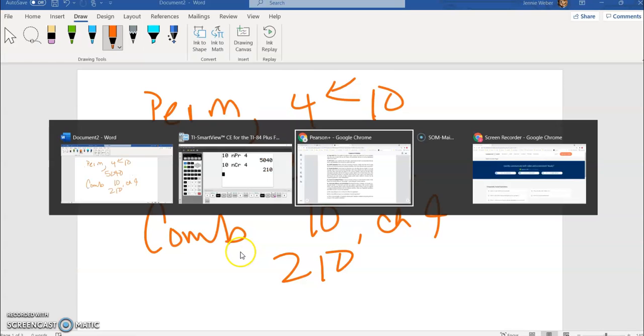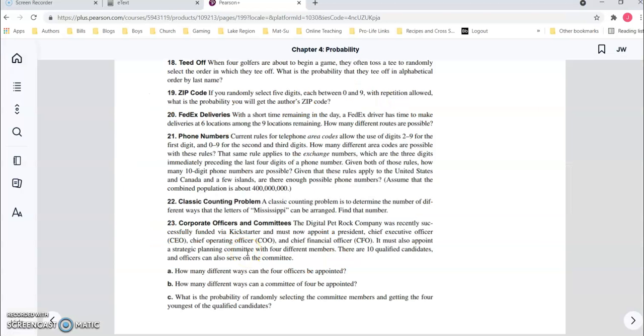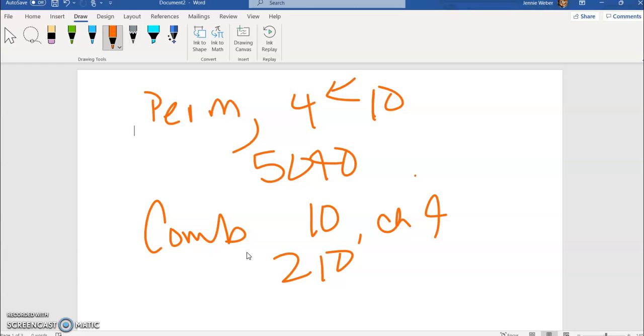Now the final question here was, what's the probability of randomly selecting committee members and getting the 4 youngest? So that's one option out of the 210. So then the final answer would be 1 over 210. That would be my final answer there.